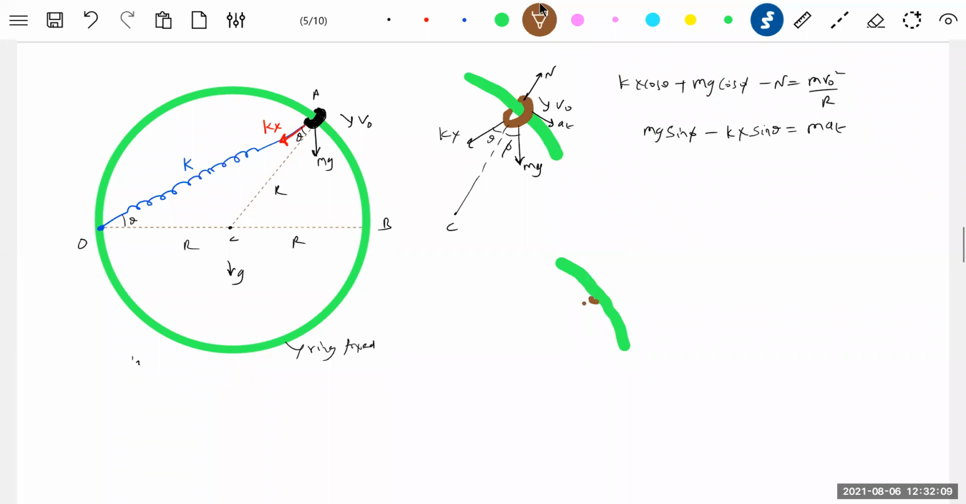No, let me take this ring one. Ring will be... When will a situation like this come? This is the center C. If the spring is compressed, the spring force will act here. Mg will act as usual. The normal contact now will act in this direction. So how come you are changing direction?